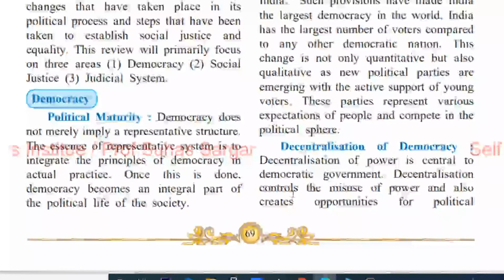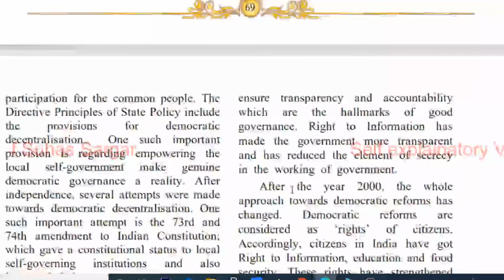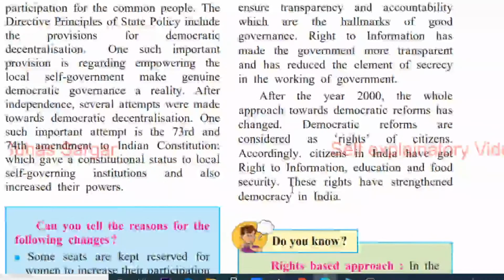Next topic, the decentralization of democracy. Decentralization of power is central to democratic government. Decentralization controls the power and also creates opportunity for political participation for common people. The directive principles of state policy include provision for democratic decentralization. One such important provision is regarding empowering self-government, to make genuine democratic governance a reality.